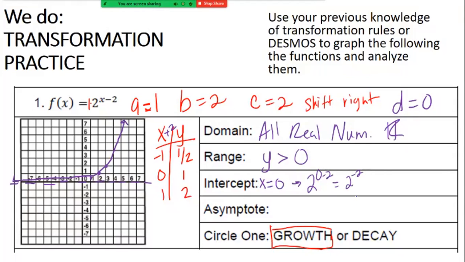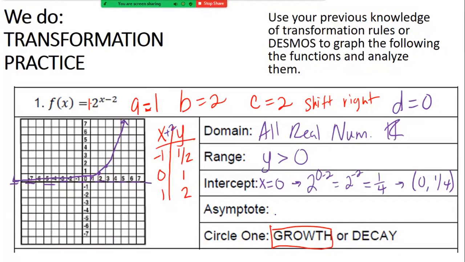And we did this yesterday in our notes. So on our analysis question yesterday, on the left-hand side of your paper, what did we write 2 to the negative 2 to equal? 1/4. So therefore, our intercept is at (0, 1/4). Good job.